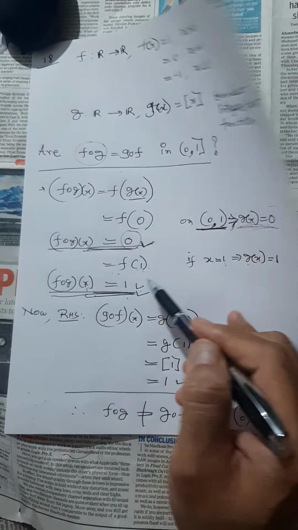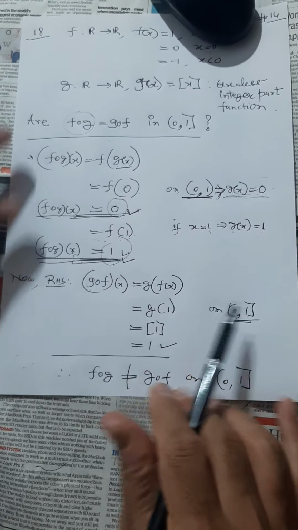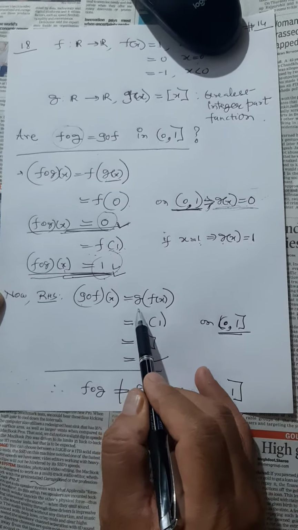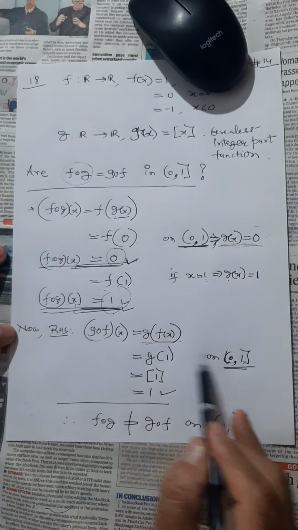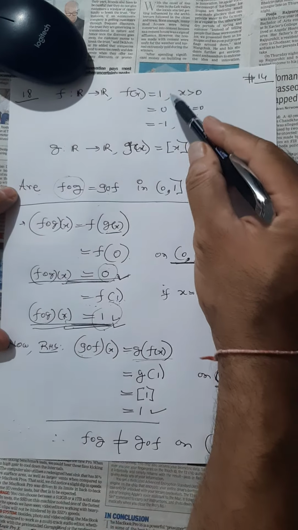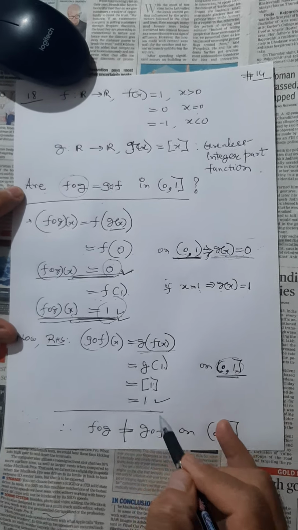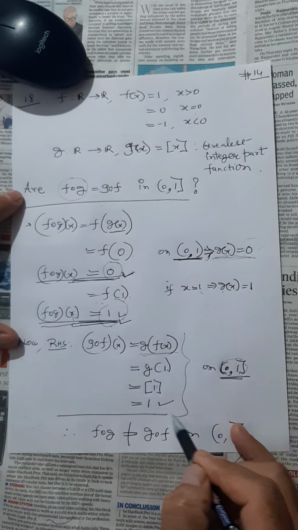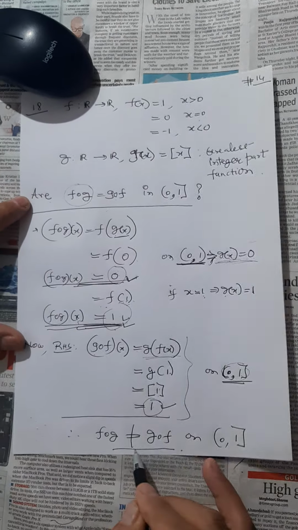Go to RHS, right hand side, GOF. Their domain is open 0 to closed 1. So this is always positive. If it is positive, then the value of the function is always 1. So g of 1. Now what is the box of 1? It is 1. So RHS always takes value 1. Here you may have 0 and 1. So therefore these two are not equal.